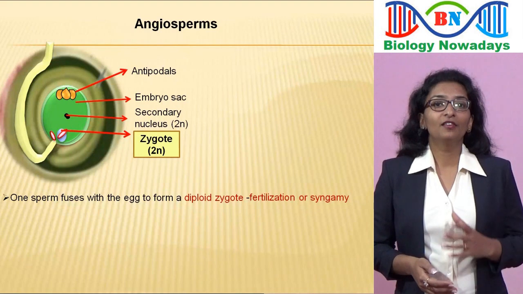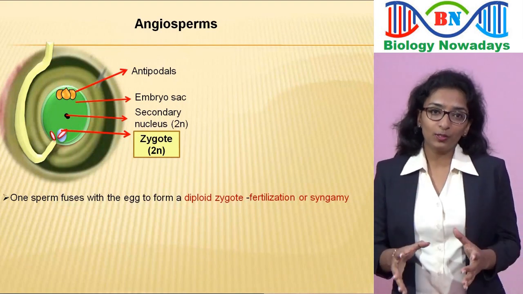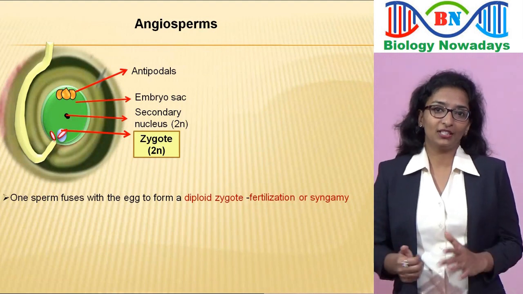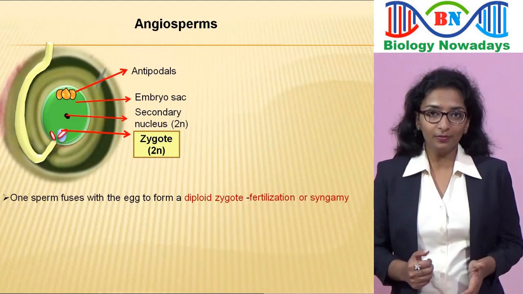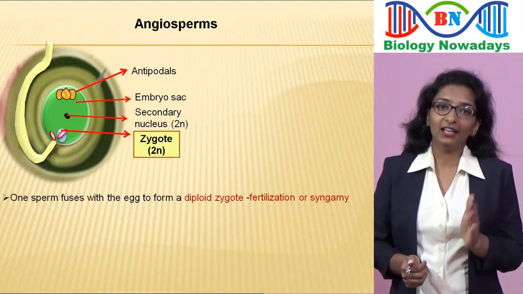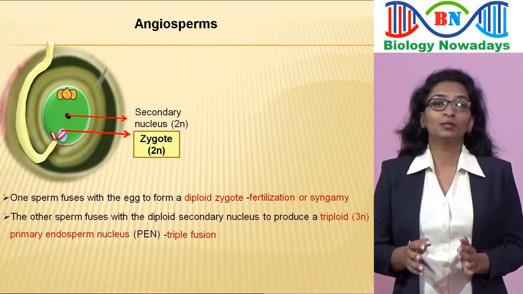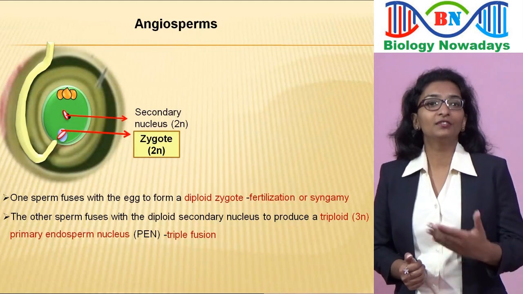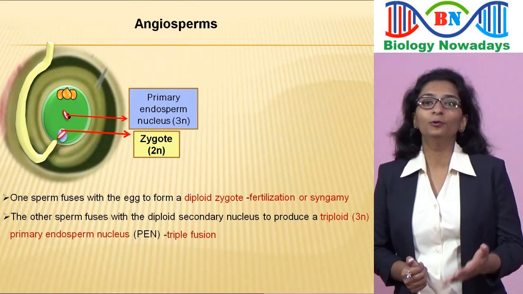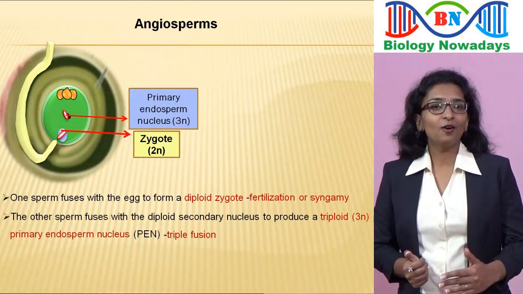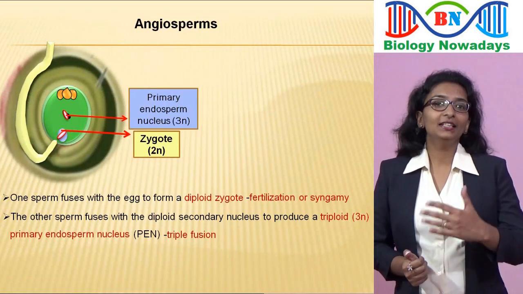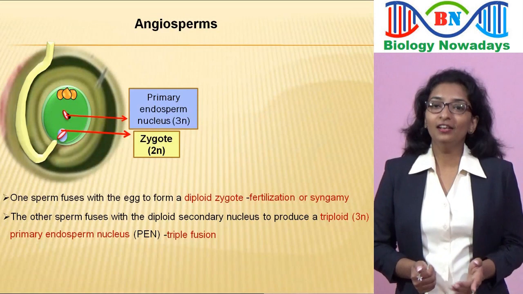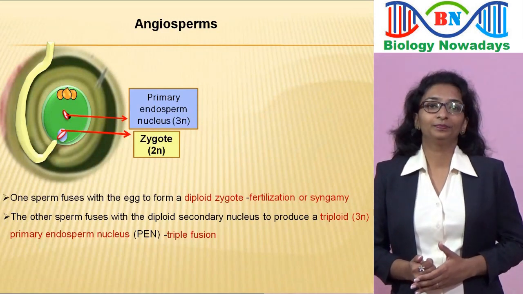In gymnosperms, we saw that out of the 2 sperms, only one sperm fuses with the egg and the other degenerates. Whereas in angiosperms, one sperm fuses with the egg and the other sperm fuses with the diploid secondary nucleus to produce a triploid primary endosperm nucleus. This is called triple fusion because it involved a total of 3 nuclei, 2 polar nuclei and one sperm nucleus.